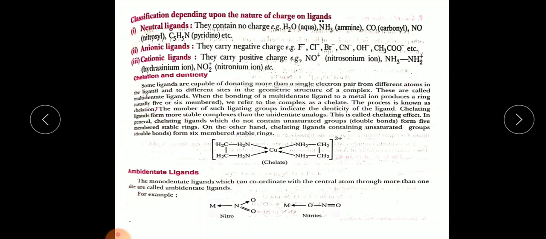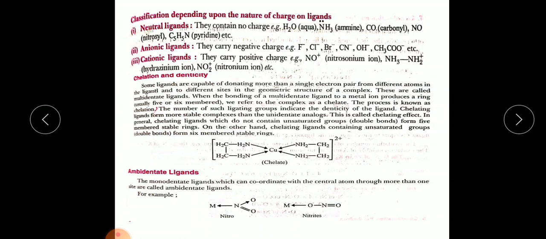Next we have a bridging ligand. Bridging ligand means the monodentate ligands which can simultaneously attach themselves to more than one metal atom. So the monodentate ligand which can attach to more than one metal atom simultaneously is known as a bridging ligand.